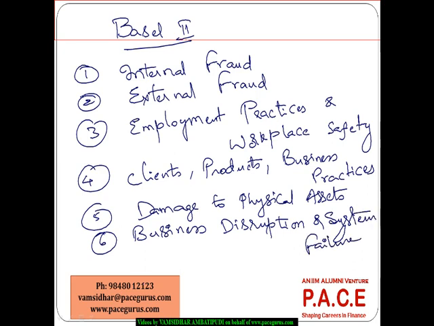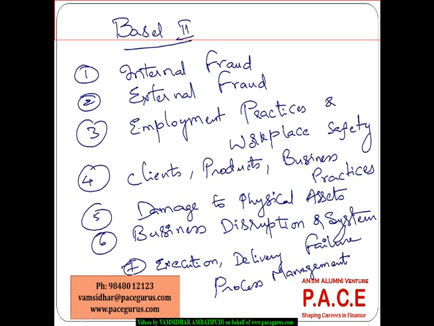And finally, the 7th one is something to do with execution of the business, the delivery, process management. So these are the 7 categories which Basel has actually defined. Now, if I quickly go through each one of them, let me start with internal fraud.